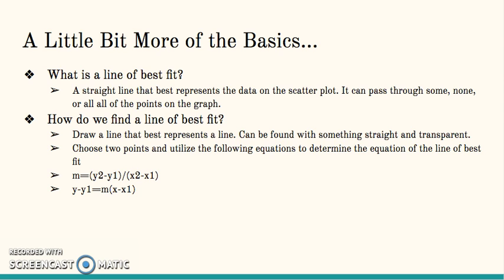Now, what is a line of best fit? It's a straight line that best represents the data on the scatter plot, and the line of best fit can pass through some of the points, none of the points, or all of the points. The first thing to determine when we're looking at a line of best fit is to look at the correlation of the scatter plot. So is there a positive correlation, a negative correlation, or no correlation at all?